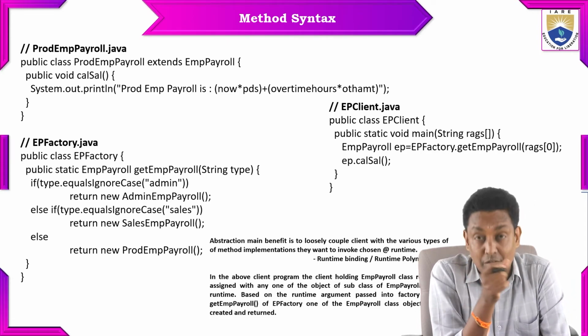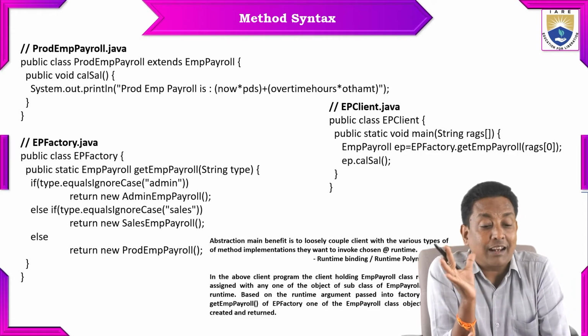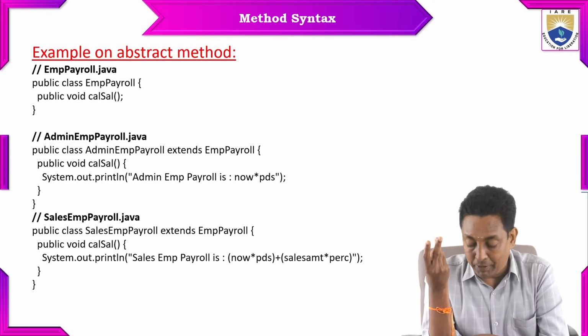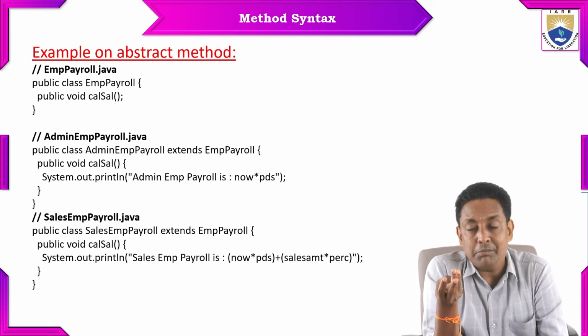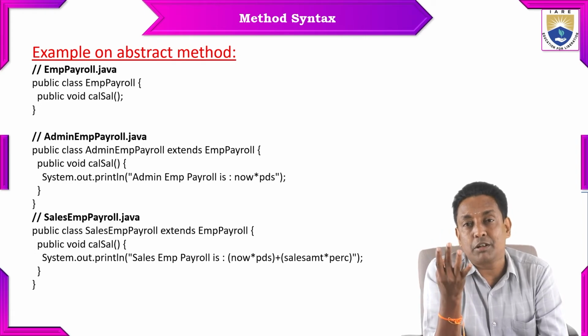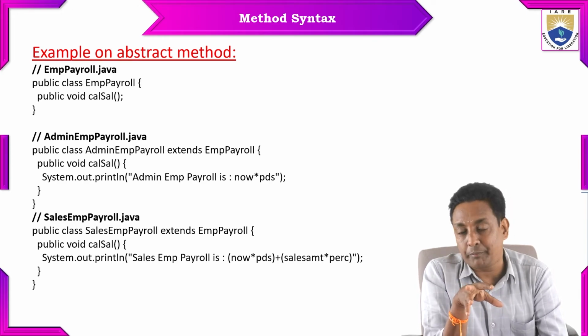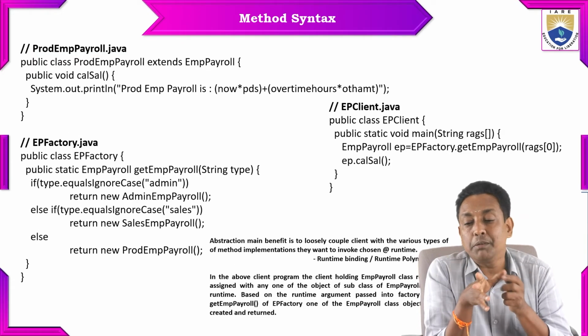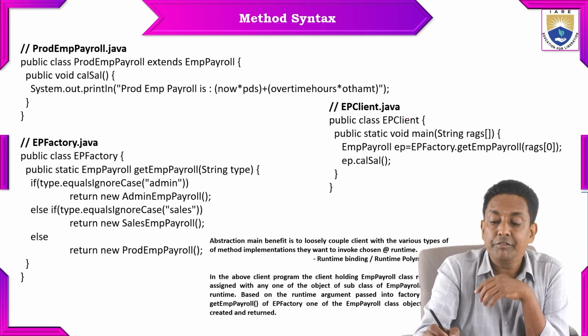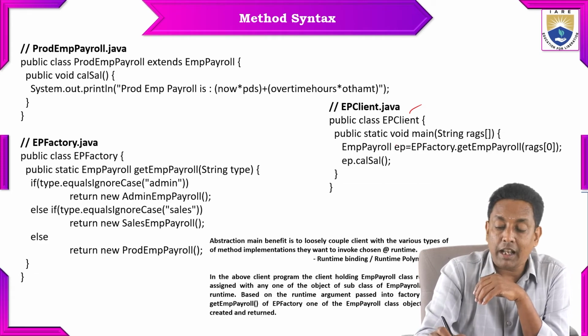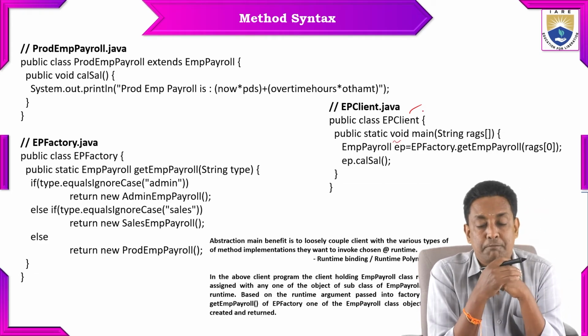So now altogether, how many calculate salary method implementations do we have? Three. One copy of the calculate salary method is implemented in admin employee payroll, one in sales employee payroll, and one in production employee payroll. The three varieties of calculate salary methods are implemented so far. Now the immediate target is we will write a client. In the client, we want to get the employee payroll object.